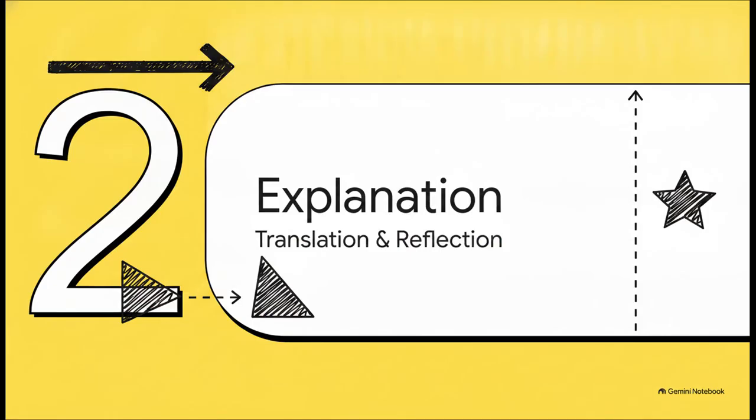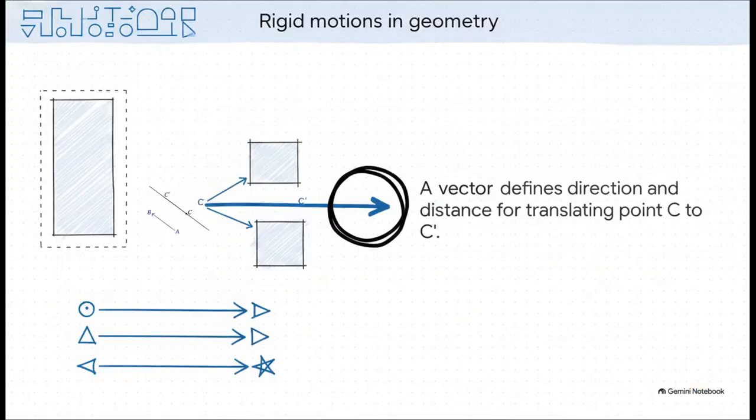Section 2. Explanation, translations, and reflections. Let's check out our first core transformation. A vector explicitly gives us the exact distance and direction to slide our imaginary transparency paper. A translation is entirely determined by this vector. It's essentially a set of instructions. It tells point C exactly how far to slide and in exactly what direction to go to become its new mapped image, C'. There's zero guesswork here. Every single point on your shape moves identically along its own parallel vector.